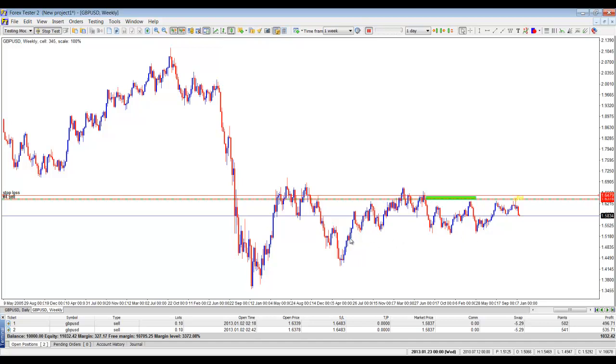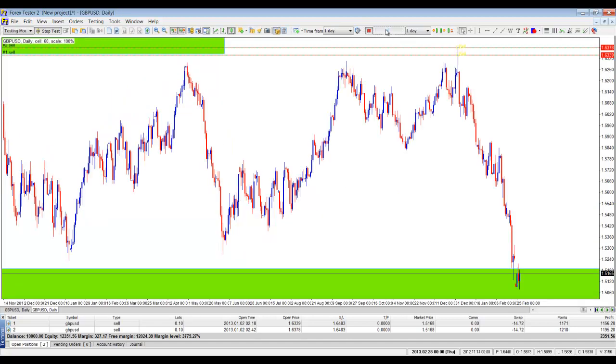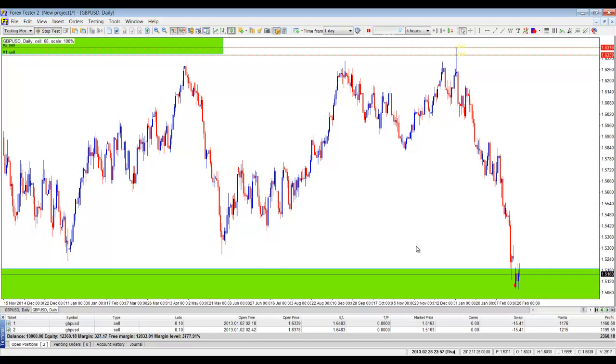Our target would be this flag limit. There's no PA to exit yet. Price broke these demands, failed to return here. This is a flag limit here. And that is the end of the history on this chart.